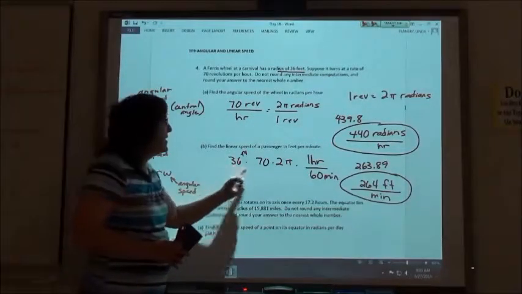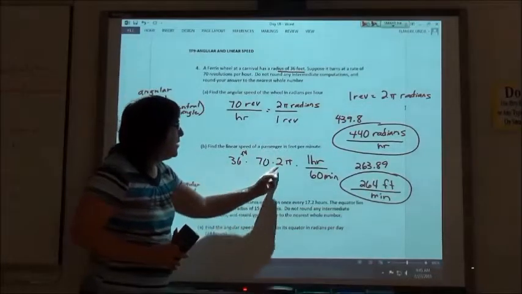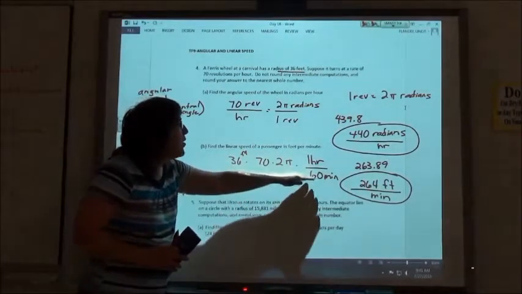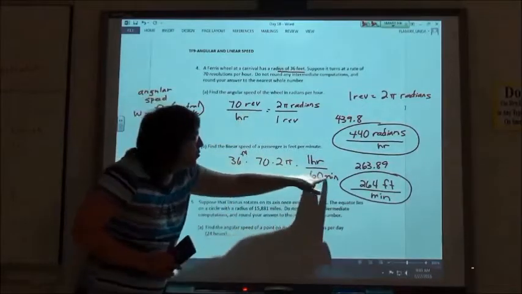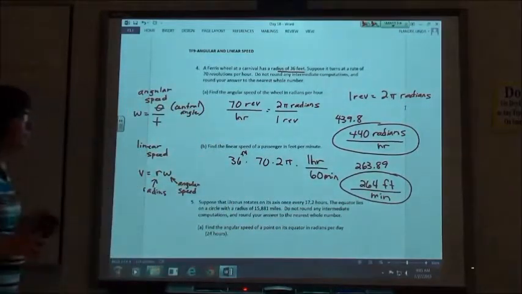So we took our radius times our angular speed, and then we had to convert our units. Since this was in per hour, we needed to change it into minutes.